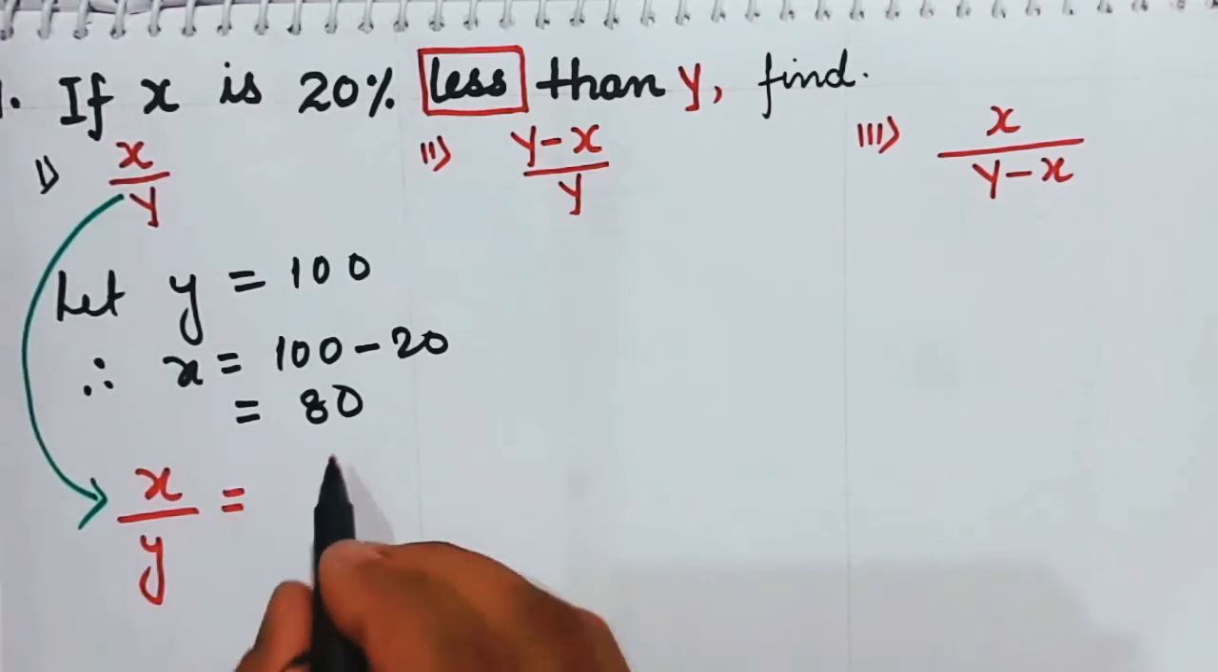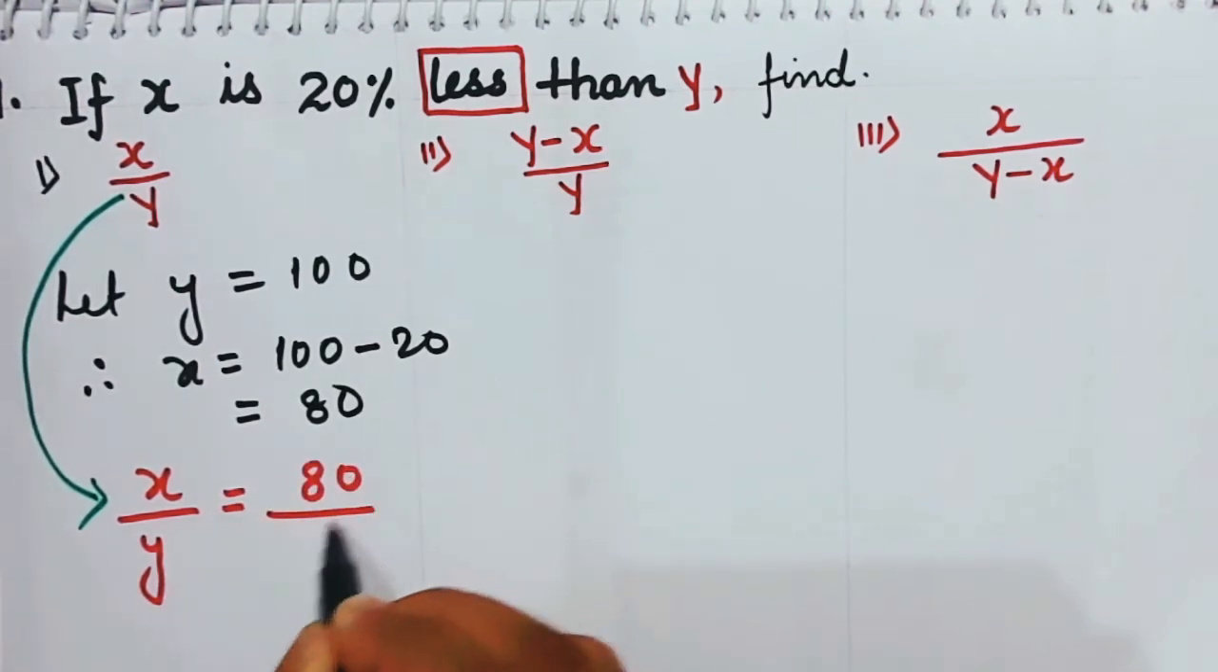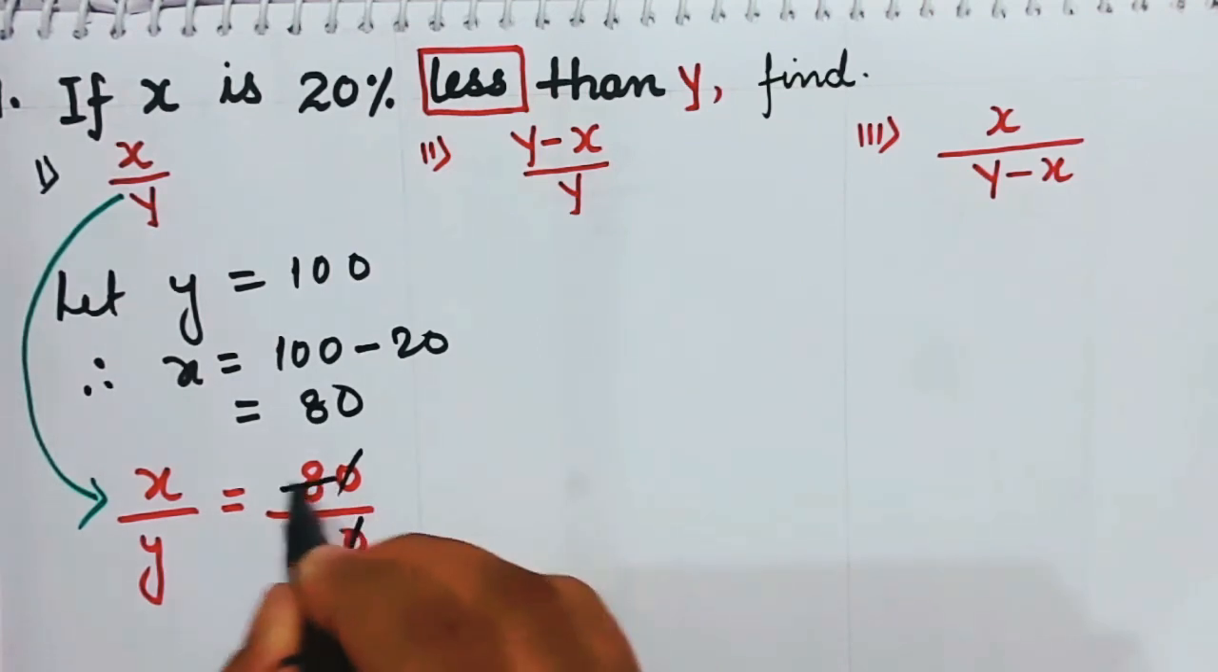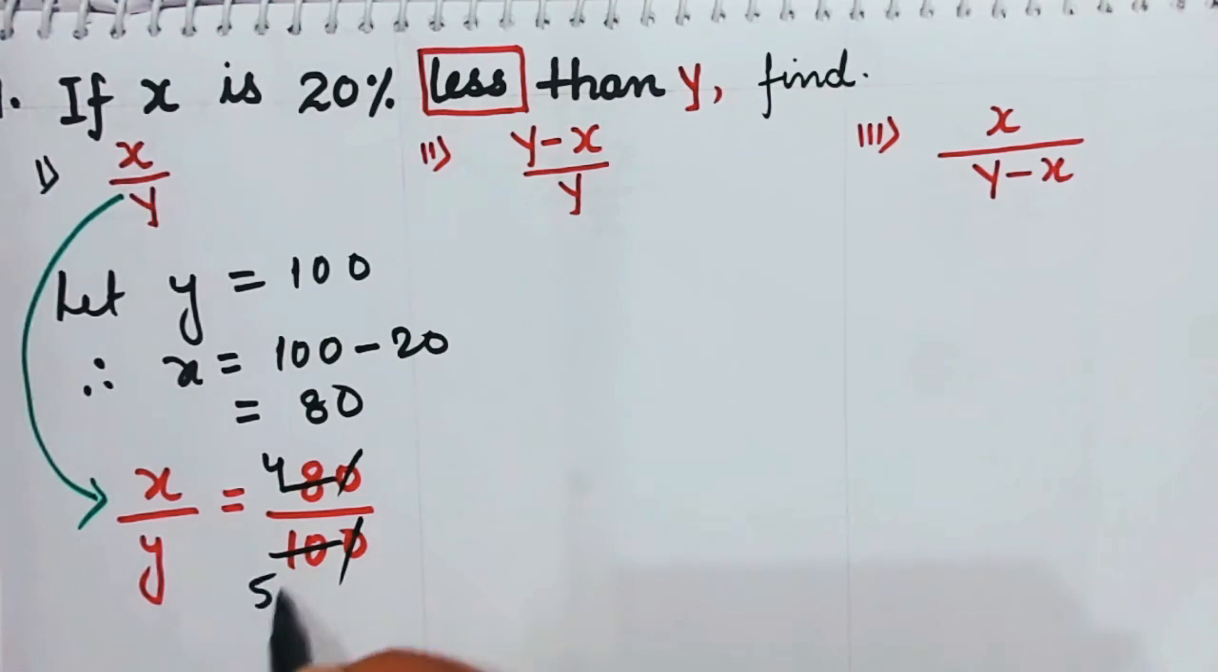X is equal to how much? 80, and your y is equal to 100. On cancellation, when you cancel this, what will you get? You will get 2 4 times, 2 5 times, which is equal to 4:5. So simple as anything. Okay, let's find the other one, y minus x.